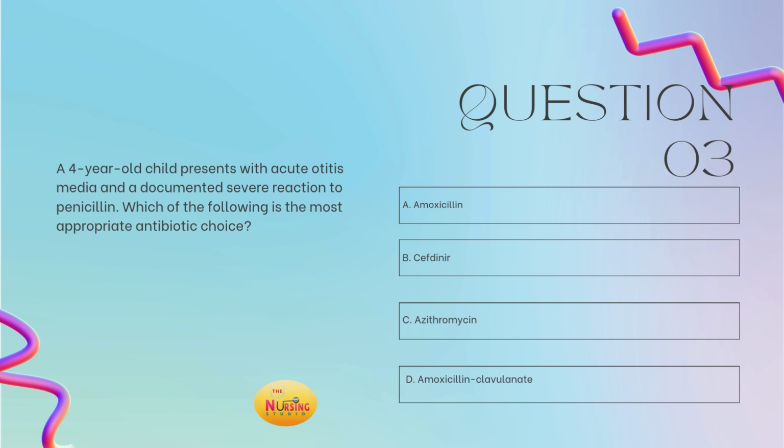It shows you that the child has acute otitis media. They also have a documented severe reaction to penicillin. So this lets us know a few things. One, we're looking to treat acute otitis media, and we know amoxicillin is first-line therapy for acute otitis media. But the little child has a penicillin allergy, so we can't do that, right? So you want to go ahead and eliminate amoxicillin.